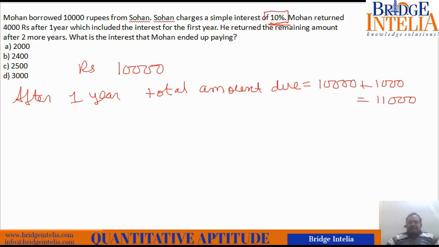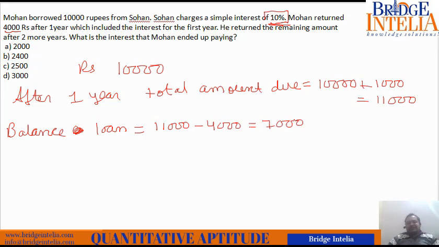But he could not pay the entire amount. He paid only 4,000 rupees. So you can say the balance loan. See, you could have cleared the loan by paying 11,000, but you could pay only 4,000. So balance loan is 11,000 minus 4,000. That is equal to 7,000. So this is the balance loan.